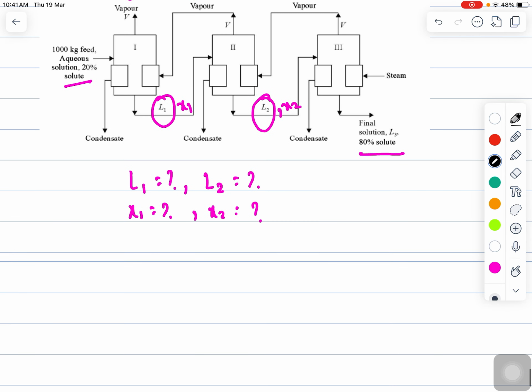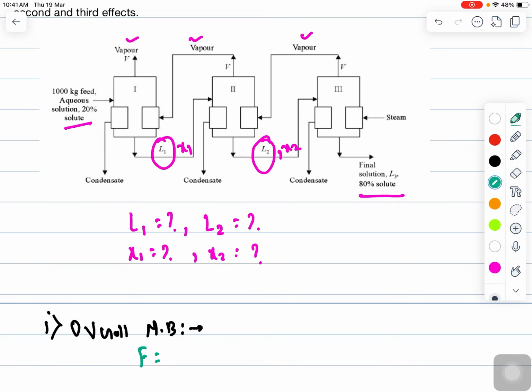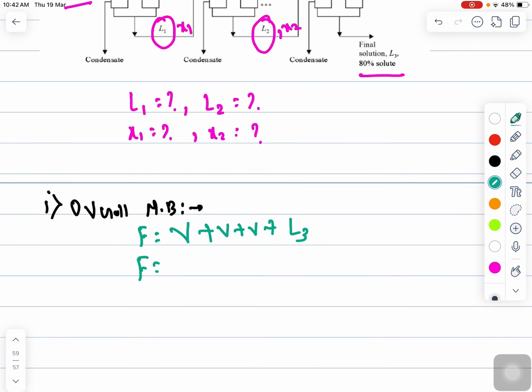So if I perform the overall material balance first, for the overall material balance the feed F will be equal to vapor plus vapor plus vapor plus L3. That means F will be equal to 3V plus L3. Let's say this one is my equation first. Once you do these things, then you will move towards the next thing, right?